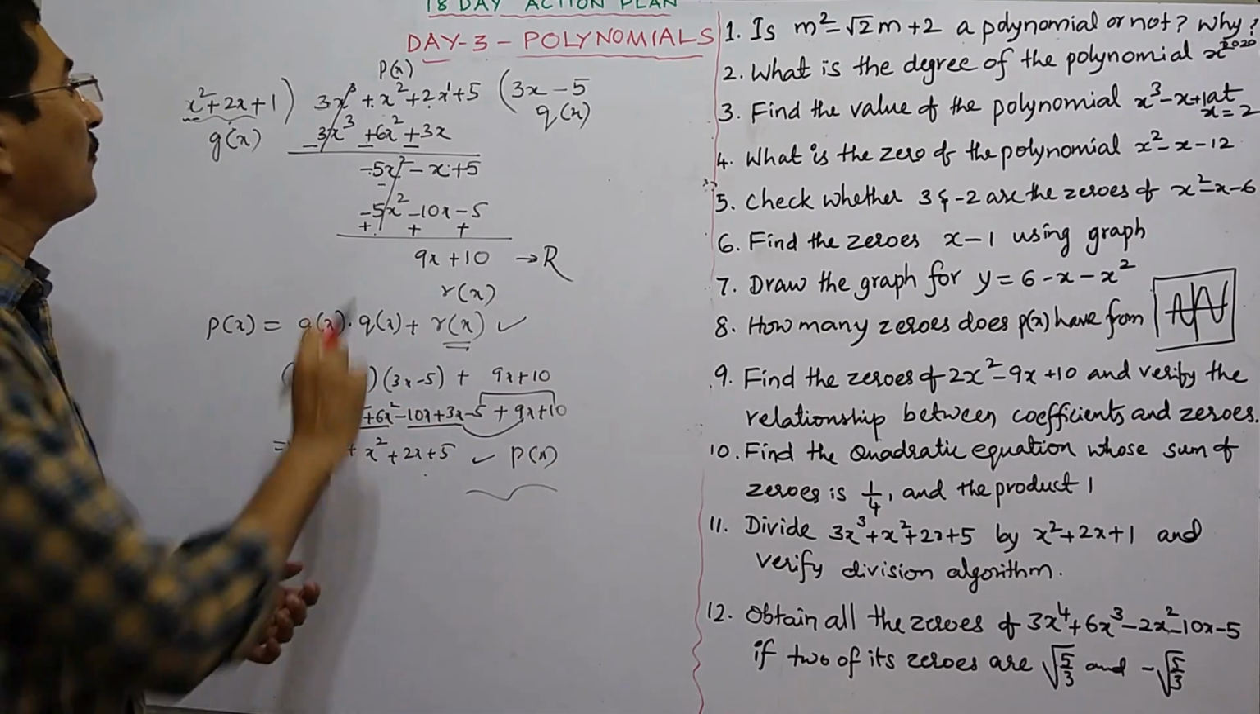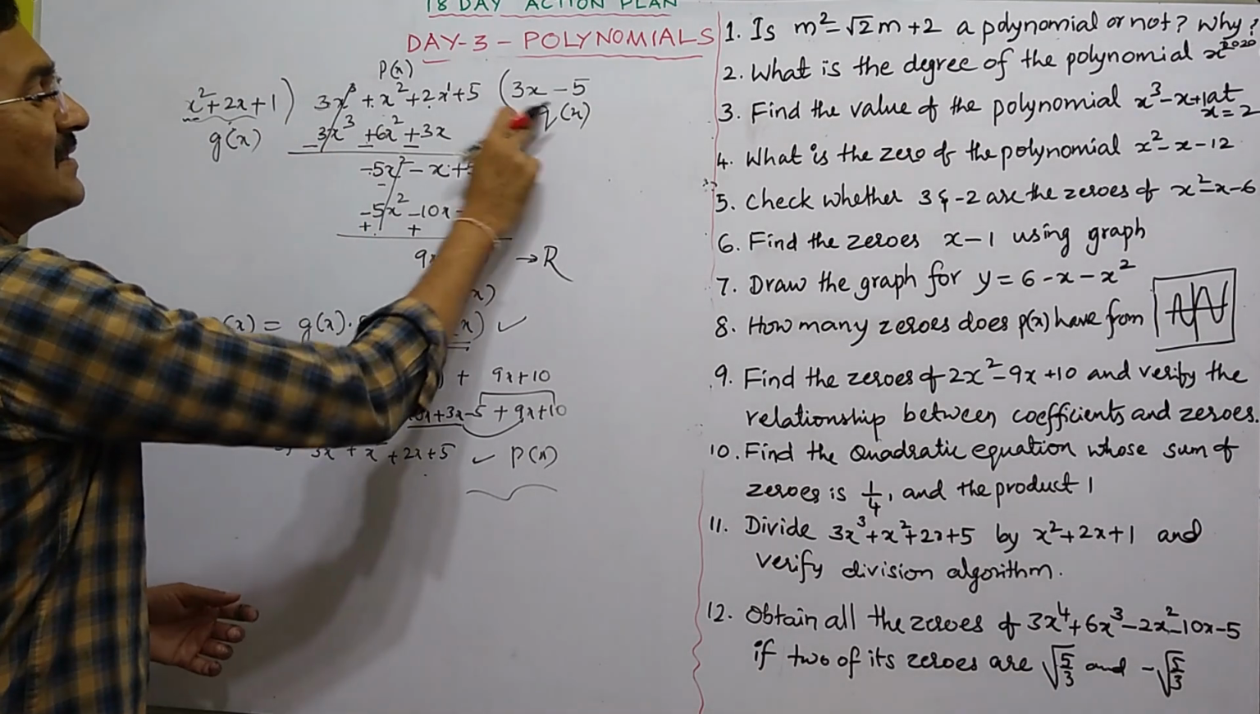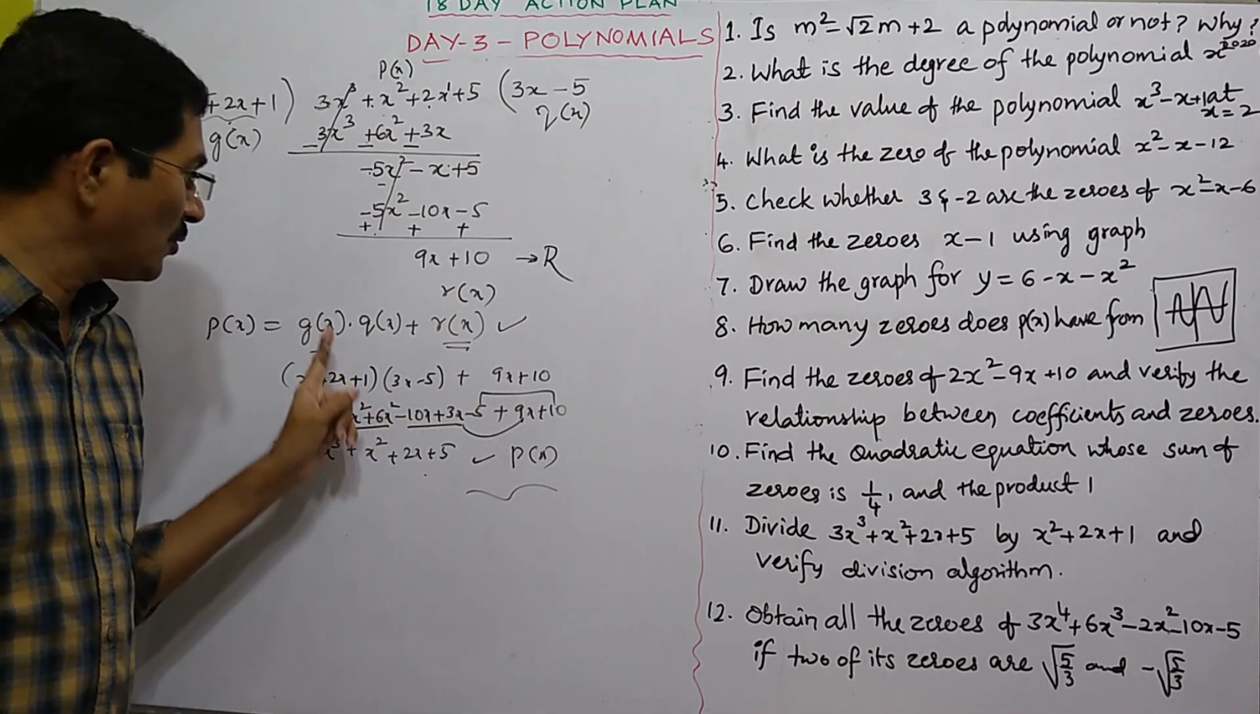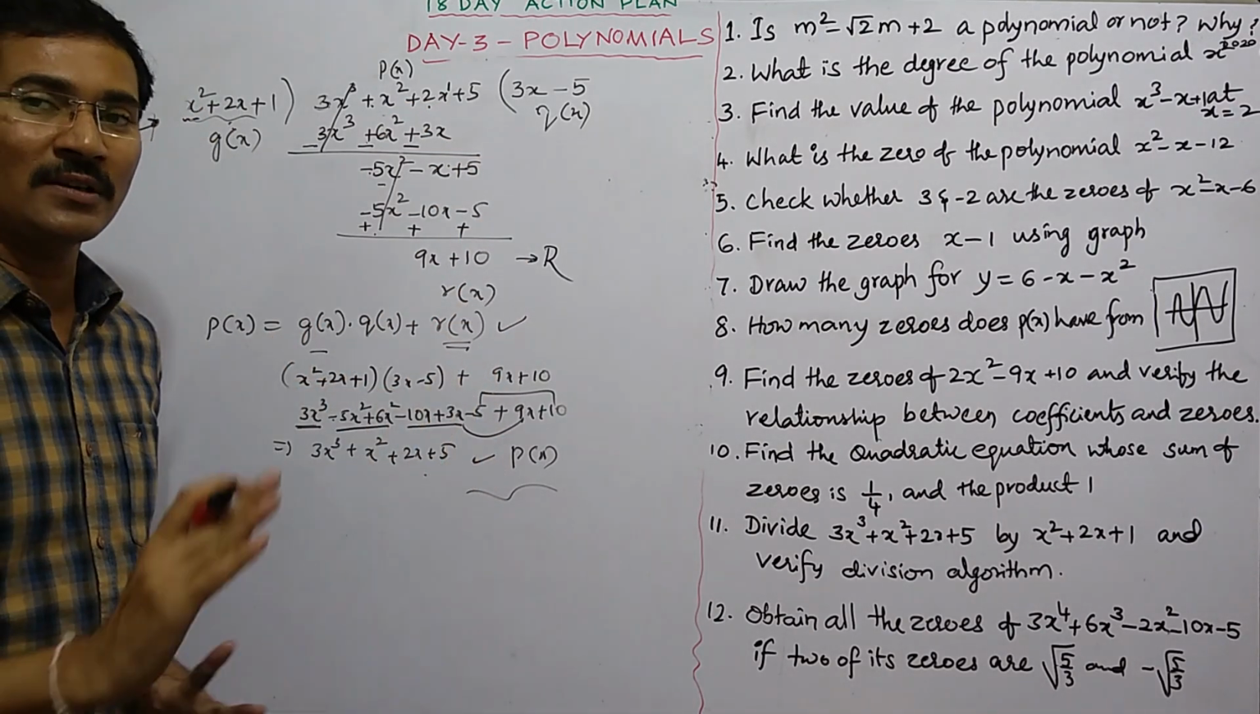So using this, if only this and this and this are given, you can find this one, or any of them missing can be found out using this division algorithm. We have that kind of problems also.